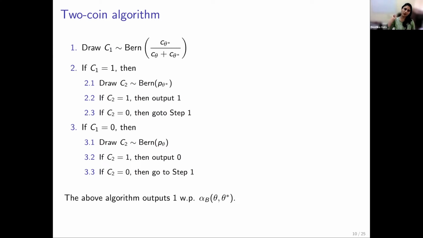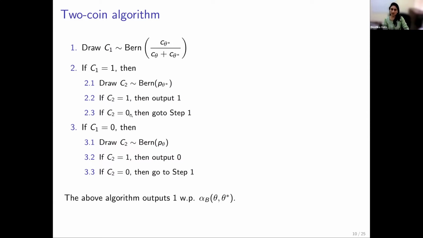So they say, well, draw a first coin C1, which has probability of success c theta star divided by c theta plus c theta star. So this is a Bernoulli coin. Now, if this particular coin is 1, then you draw a second coin that is Bernoulli p theta star. If that is also 1, then you output 1. Now, the algorithm outputting 1 means that we can accept my proposed value, right? Because outputting 1 means alpha B, the realization of this step, is 1, right? So go ahead and accept the proposed value.